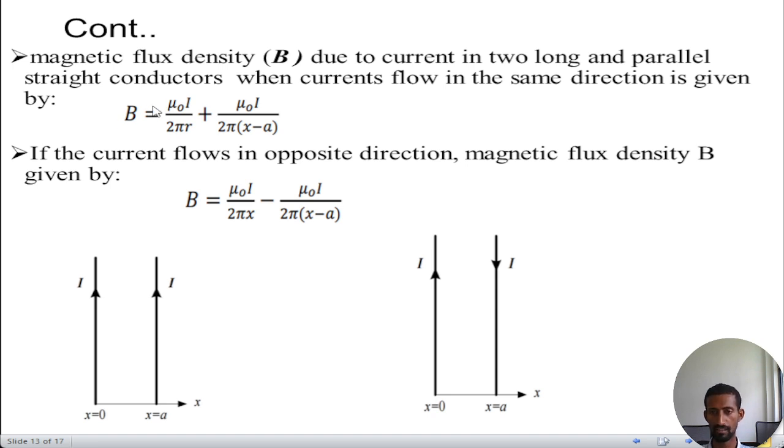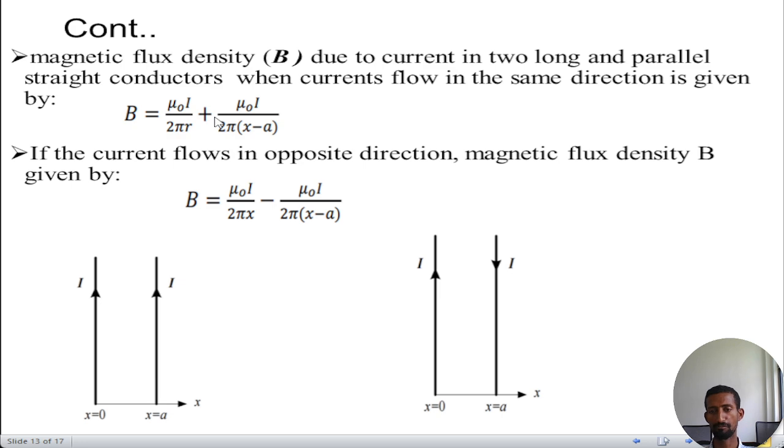So the total magnetic flux density will be mu naught I divided by 2 pi r plus mu naught I over 2 pi into x minus a. This x minus a is the separation distance in between. Since we have already calculated it, it will be additive.